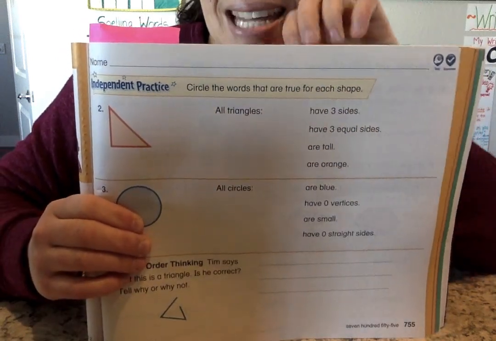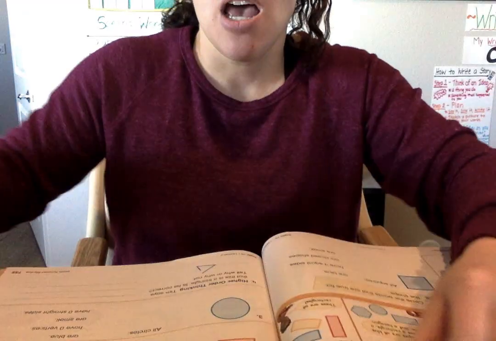So that is it for today's math lesson. We just wanted to talk more about what makes a shape a shape. It's defining attributes. Okay, so that is it for today.